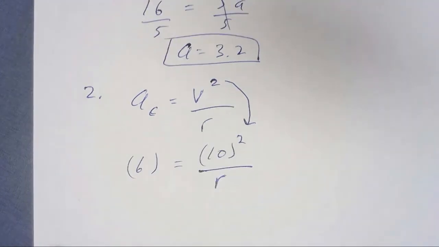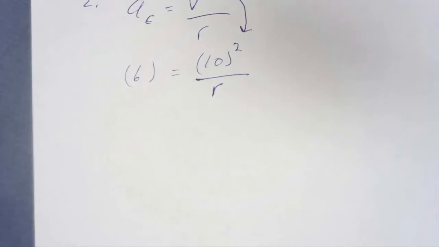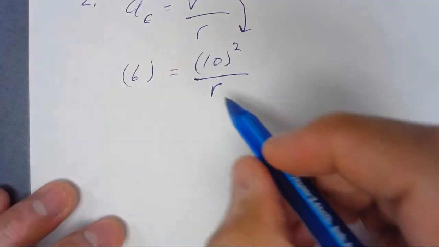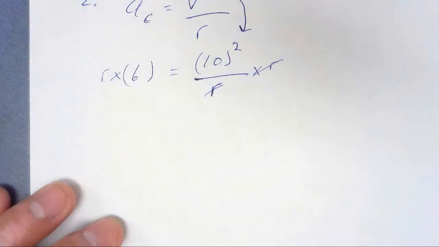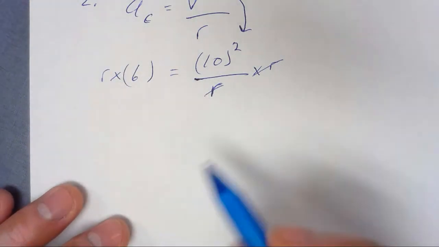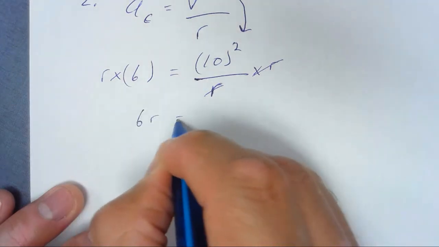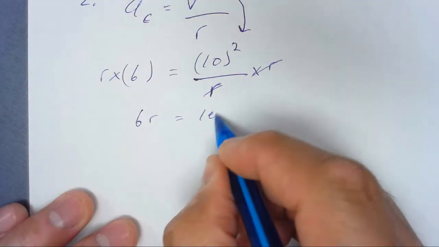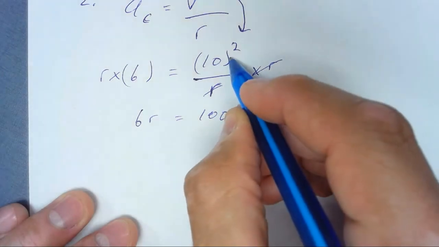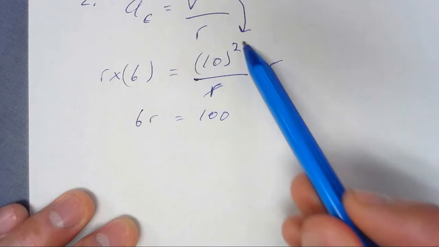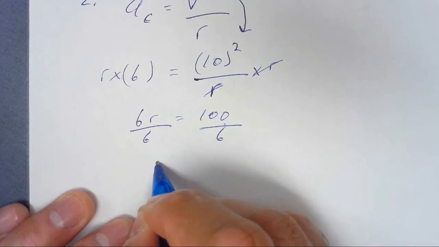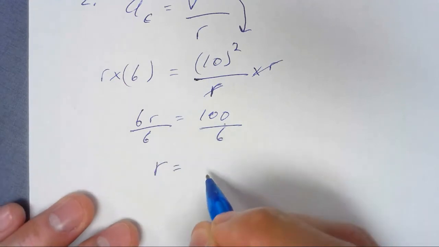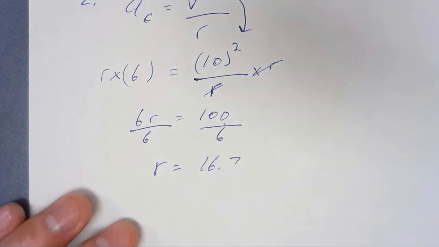Remember, if we're solving for the variable in the denominator, and this is the most common mistake that people make, if you're solving for the variable in the denominator, the first thing you want to do is get it out of there by multiplying by that denominator or by that variable on both sides. So we've moved it out of this denominator over to the left side of the equation. And actually, we can go ahead and do a simplification in the same step because 10 squared is 100, so we can put that down there. To solve this, we divide by 6. 100 divided by 6 is 16.7.